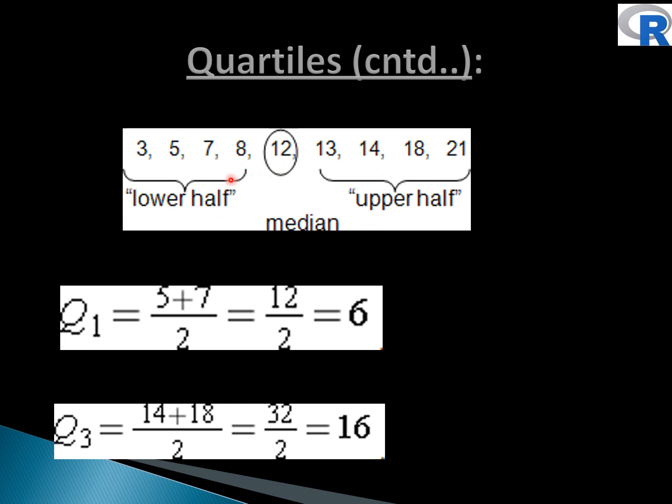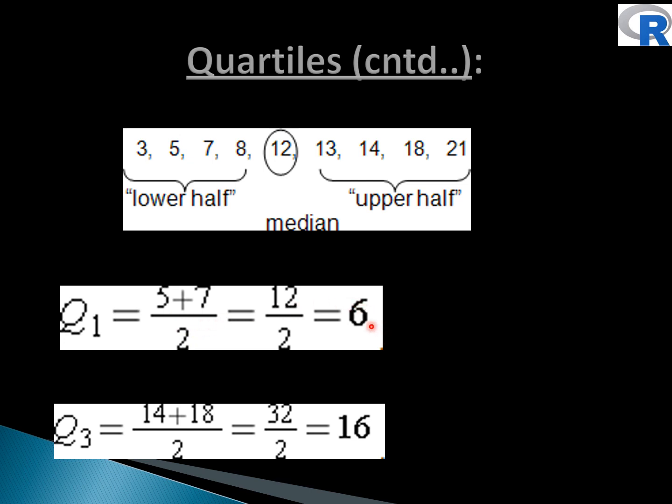Another example is here. We have 9 values like this, and we have to choose the middlemost value. So the fifth value is the median value. 12 is our median value. Now we find quartile 1 and quartile 3. For quartile 1 we choose the left hand side of 12, that is 3, 7, 5, 8. Out of this, 5 and 7 are the middle values. So to find quartile 1 we find the average of 5 and 7. So 5 plus 7 divided by 2 is equal to 6.